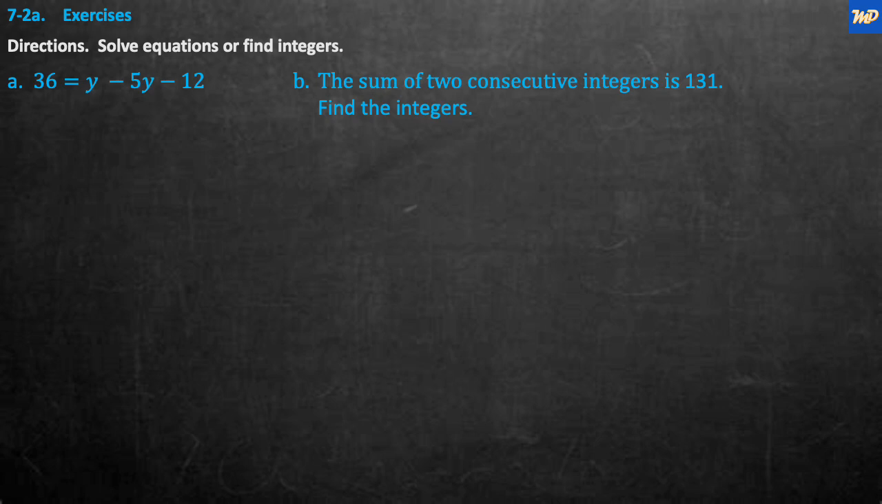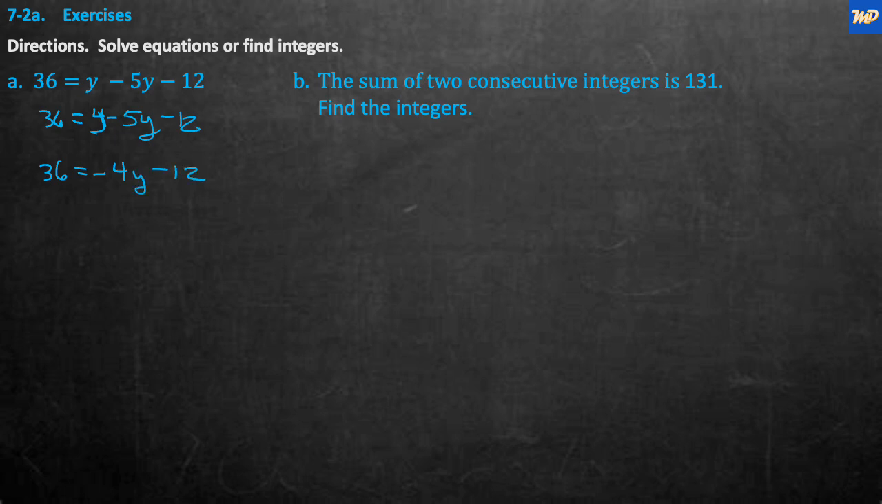Okay, solve the equations and find the integers. So in the first equation, we've got 36 is equal to y minus 5y minus 12. Now I'm going to combine these. 36 is equal to y minus 5y, which is minus 4y, minus 12.